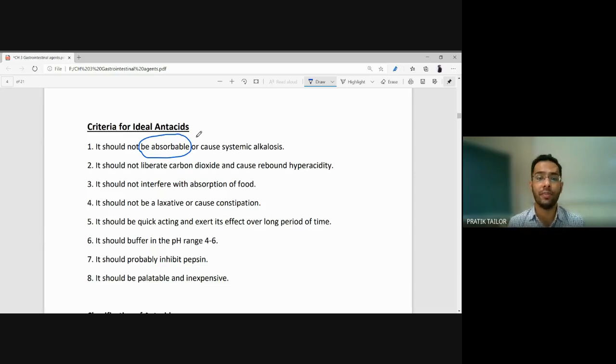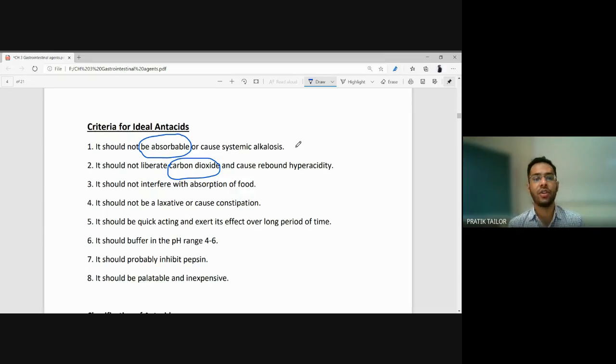It should not liberate carbon dioxide or cause rebound hyperacidity. Simply, we can say it should not produce a large amount of gas by the reaction with the gastric acid. Suppose calcium carbonate and HCl: calcium carbonate will be converted to calcium chloride, and the reaction involves carbon dioxide formation. So this gas should not be liberated.